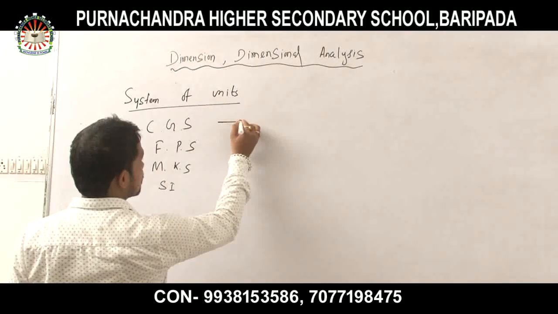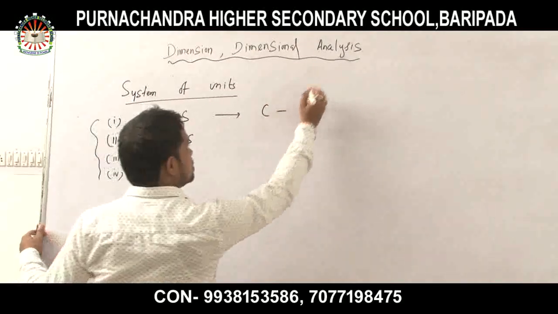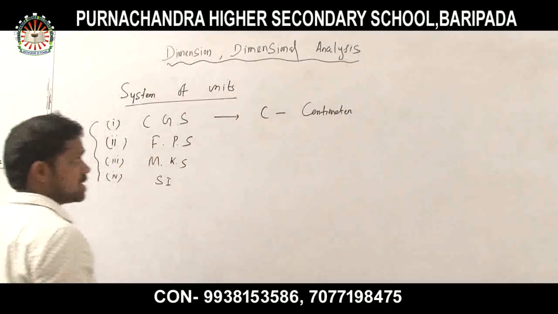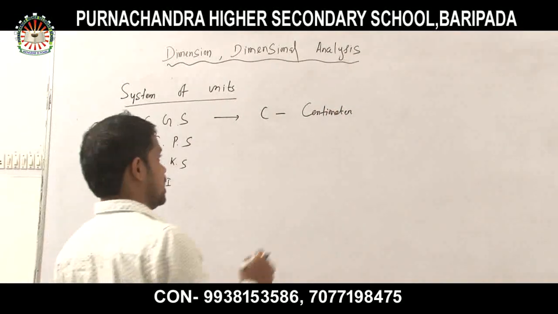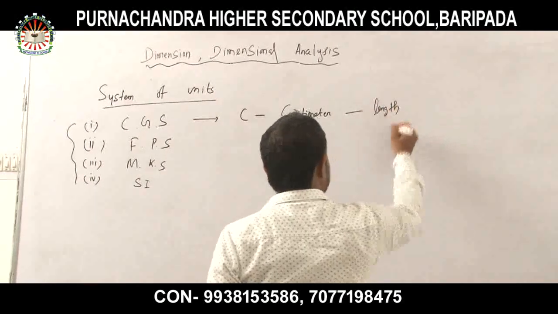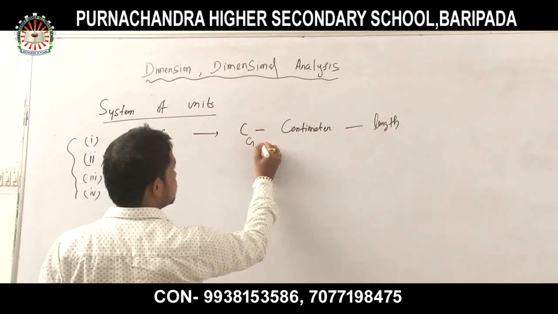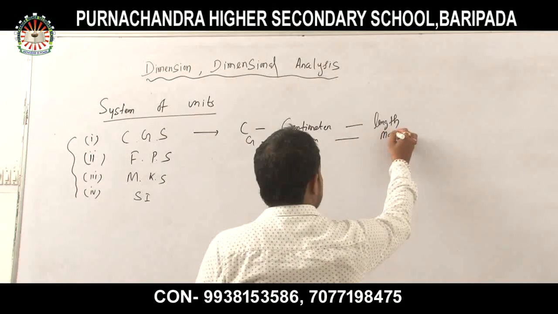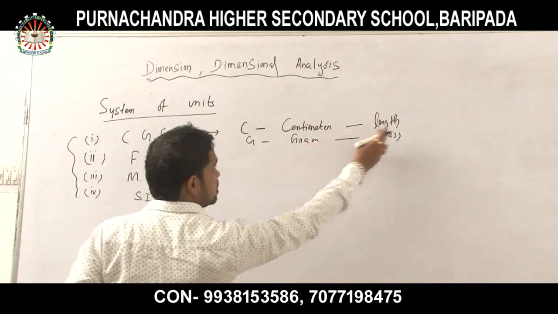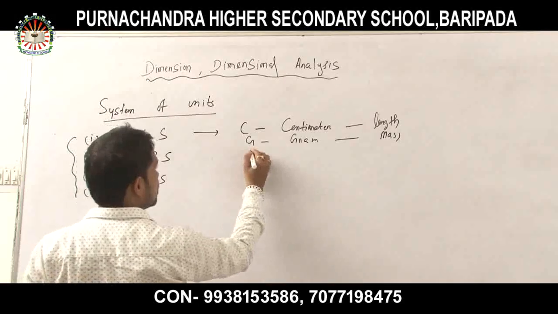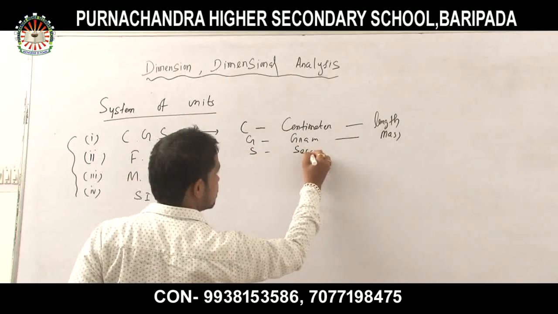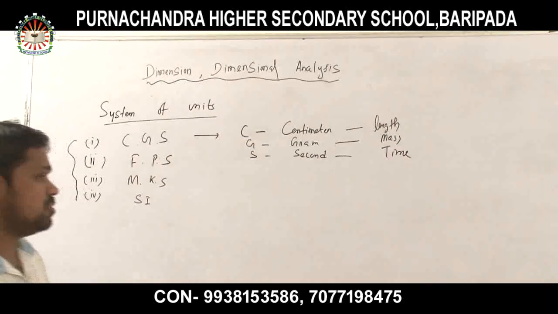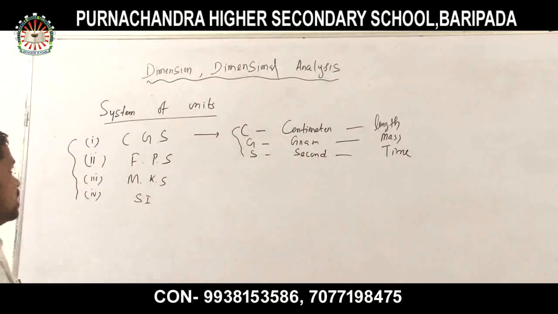Let us discuss. C stands for centimeter, which is the unit of length. Then G stands for gram, which is the unit of mass. Clear? So these are the physical quantities: length, mass, and the last one, second, which is the unit of time. Now these things stand in this manner in the first system of units.